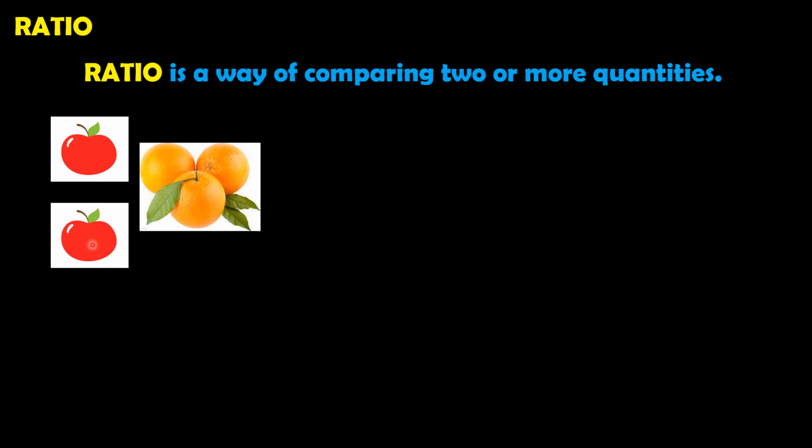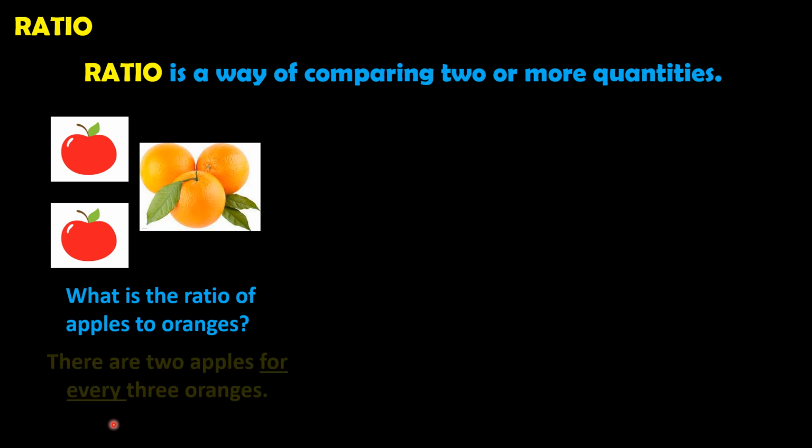So, 2 apples at 3 oranges. The question is, what is the ratio of apples to oranges? So, observe the picture and let's give the answer. There are 2 apples for every 3 oranges. Merong 2 apple kada 3 oranges because we are comparing 2 quantities here.